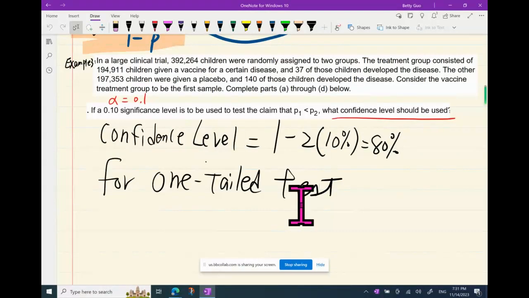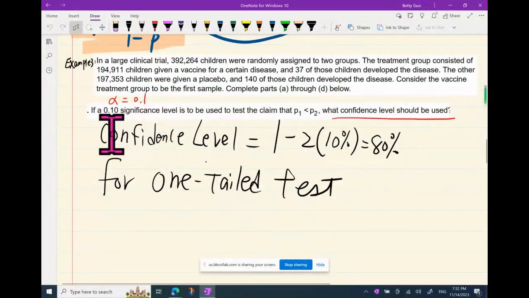hypothesis test is one tail, either right tail or left tail, the confidence level has to be 1 minus twice the significance level. So in this example, example 3, since the original claim is p sub 1 less than p sub 2, it is a left tail test, so a one tail test. Then we have to use this formula to find the confidence level.